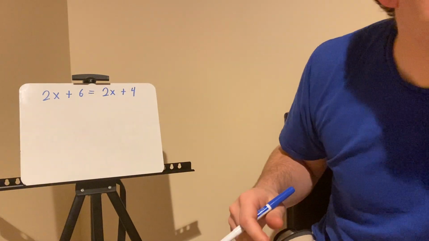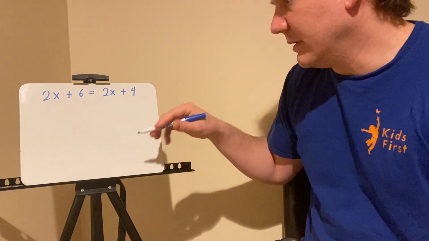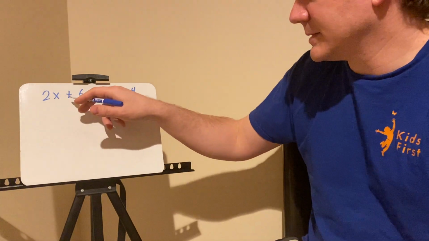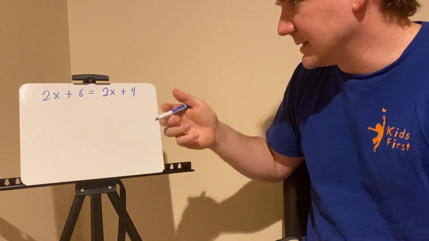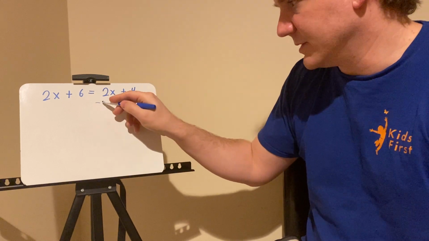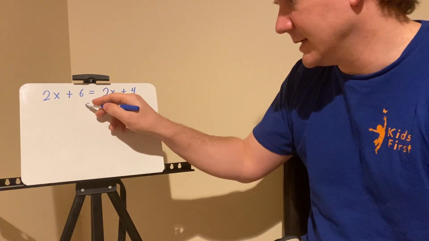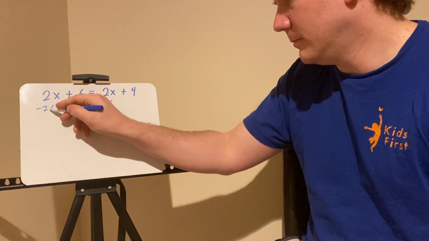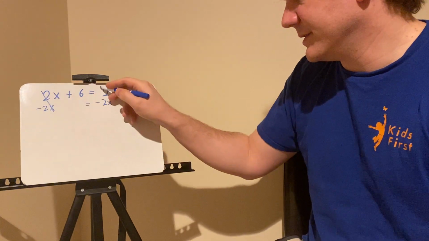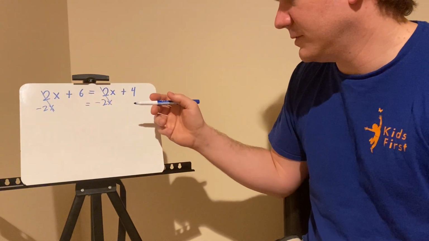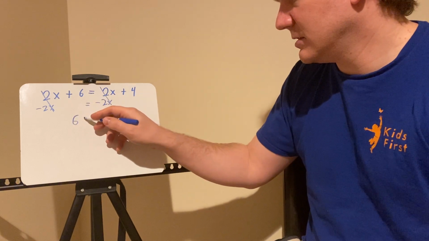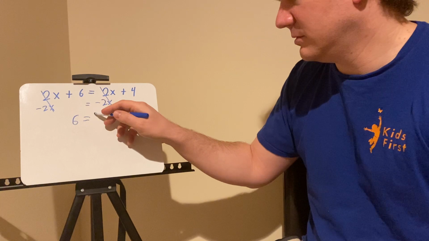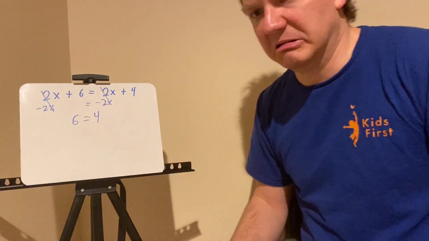All right. Next. So here we have a different example. 2x plus 6, 2x minus 4. So in this case, I can go to eliminate my variable by subtracting 2x from both sides. And in the sense of eliminating it from both sides, now I have 6 equals 4.